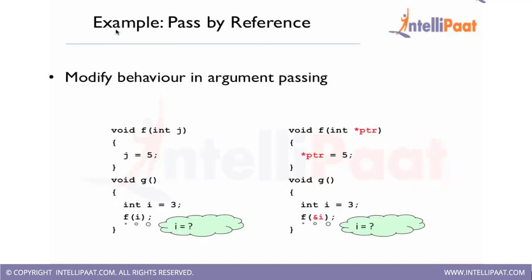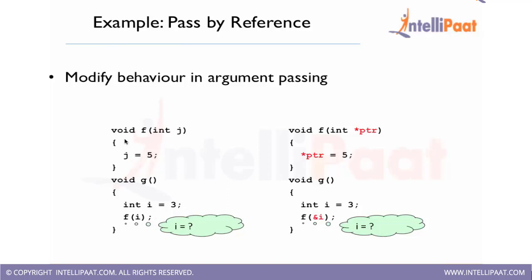So pointers are also helpful in passing values by reference. What is pass by reference? Let's consider these two examples. First we will see this example. We have a function f which returns void and accepts j, and assigns and reassigns the value. Now we have another function g where I have assigned one value, 3. If I call f of i, what will be the value of i?